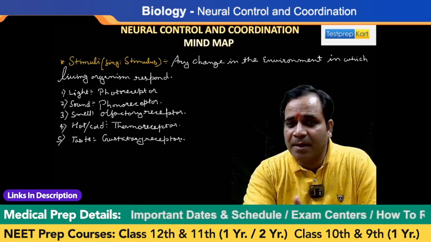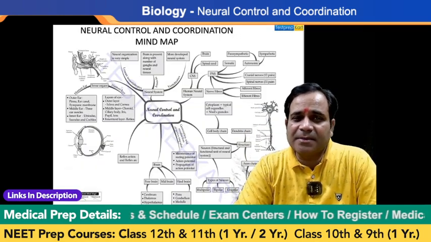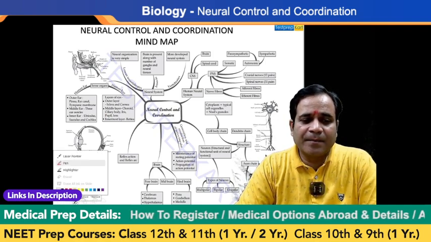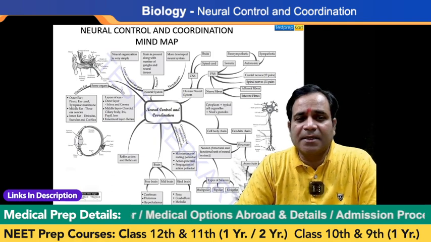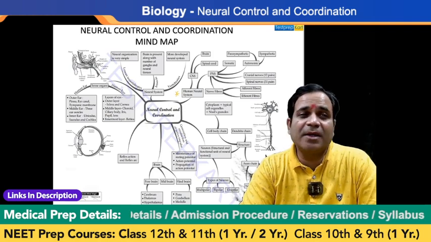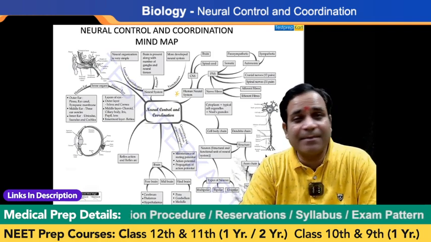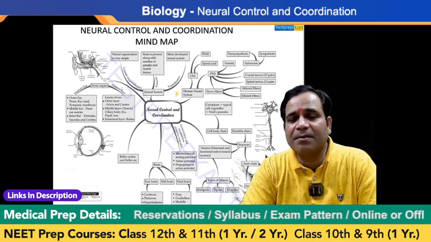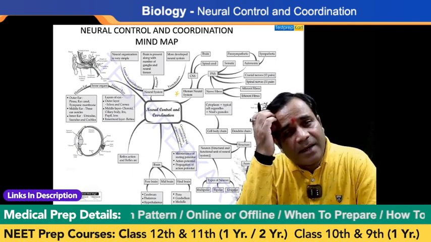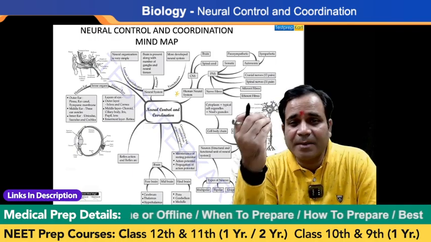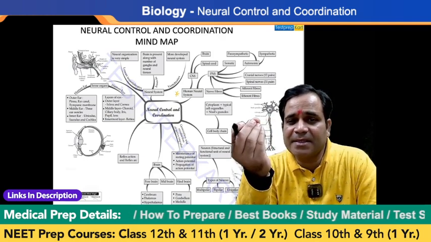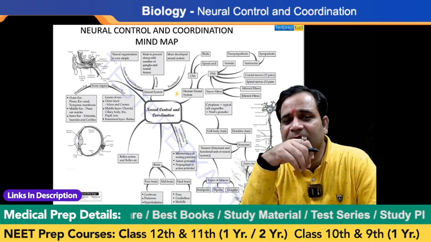Stimuli. Is that clear? Now, how is this mind map here to be understood? Let's see. First, we understand the human neural system, which you all know. This human neural system is classified into two parts: CNS and PNS. CNS means central nervous system. PNS means peripheral nervous system. This PNS is further divided into what? Somatic nervous system, autonomic nervous system, and you also say nerve fibers, yes or no?